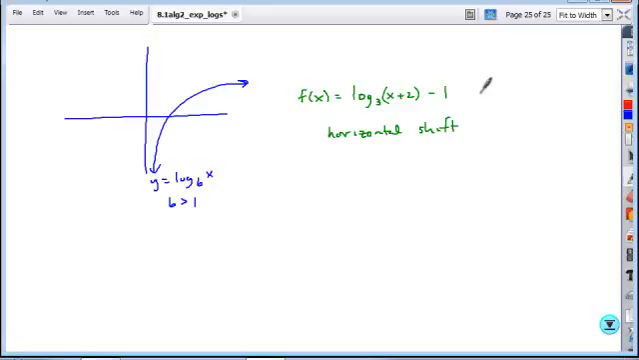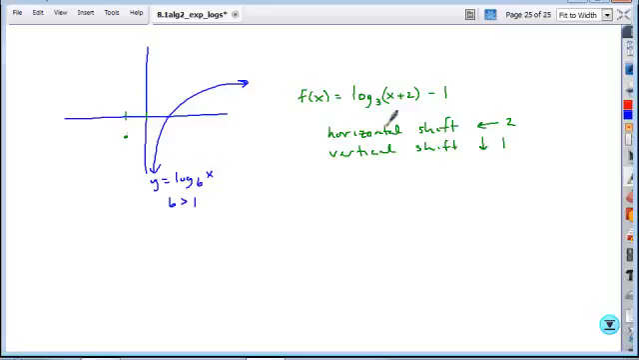So the shift is left 2, and then the vertical shift is down 1. So we're going to take this graph and move it left 2, so 1, 2, and down 1, and that becomes our new graph.